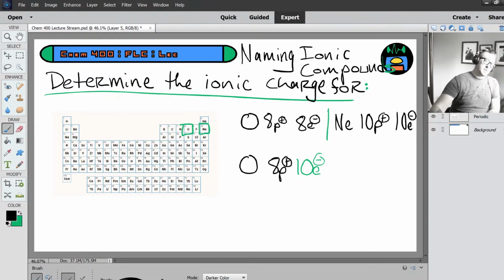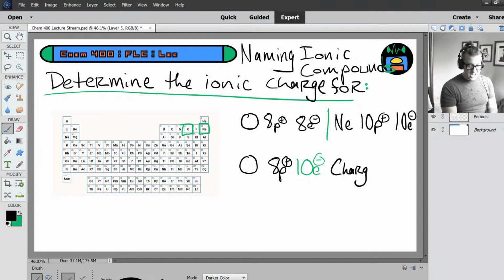Oxygen, though it can gain 2 electrons, will always have 8 protons, because that's what makes it oxygen. The proton count will never change. So when oxygen gains 2 electrons, it will develop a net charge of -2, because you have 10 negative particles and 8 positive particles. When you add those together, there are 2 negatives left over. So the ionic charge for oxygen is -2. All right, let's do another example.